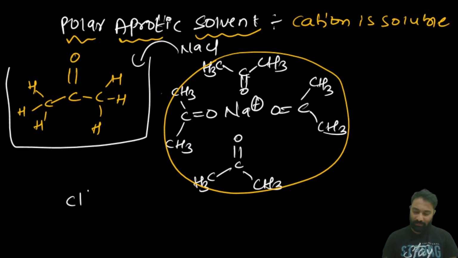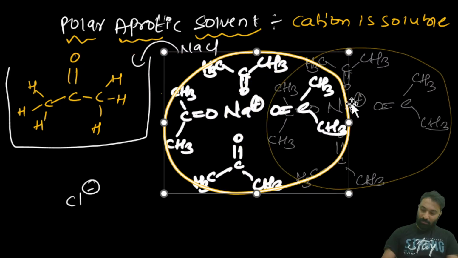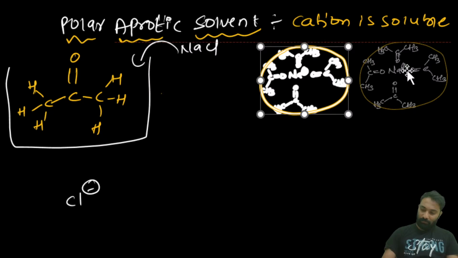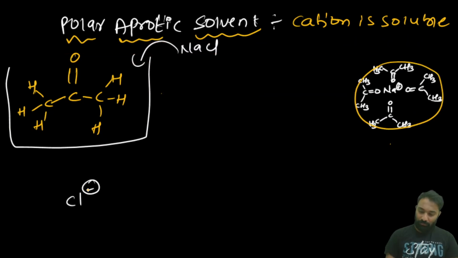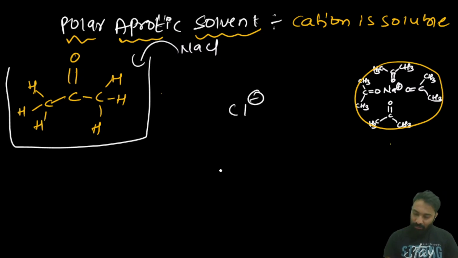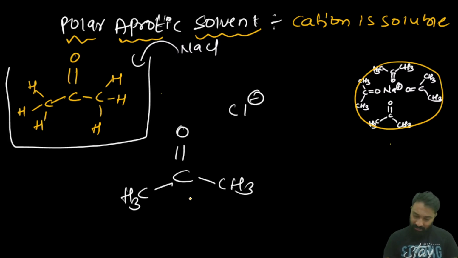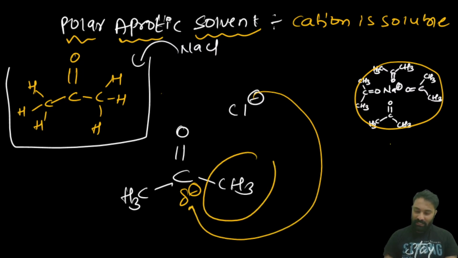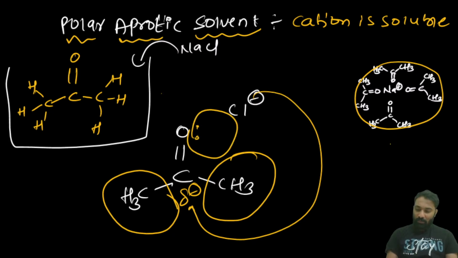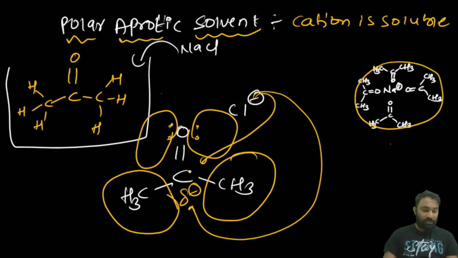But when it comes to the Cl minus, it should attack the electron-deficient carbon. Where is the carbon deficiency? Carbon deficiency is here. When the Cl minus wants to form a bond with this one, the CH3 is bulky, and here the oxygen has lone pairs of electrons, bulky on both sides. The Cl is not having a chance to form the bond with the acetone's deficient carbon. So that's the reason in the polar aprotic solvent, cation is soluble, anion is insoluble.